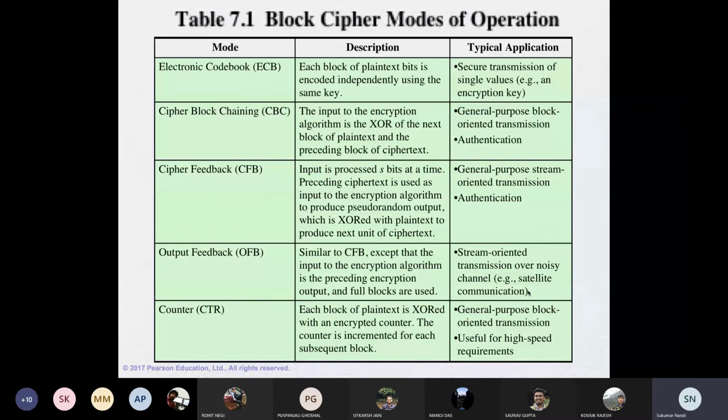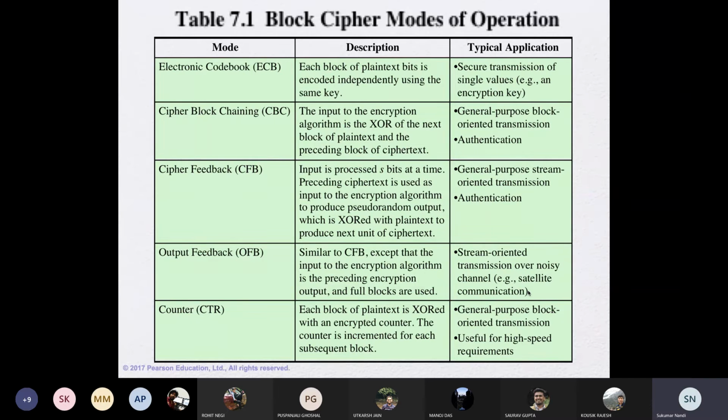Electronic code book is typically used for secure transmission of very small data, 1 or 2 blocks, a few blocks. If I have to send from one side to another side, ECB is good enough. And usually it is used if you have a master key and you want to generate a session key or temporary key; the temporary key will be encrypted using the master key and sent to the other side. In such cases it is used.